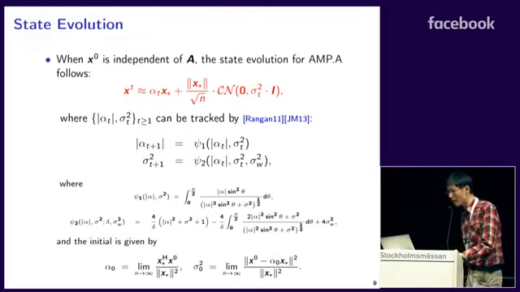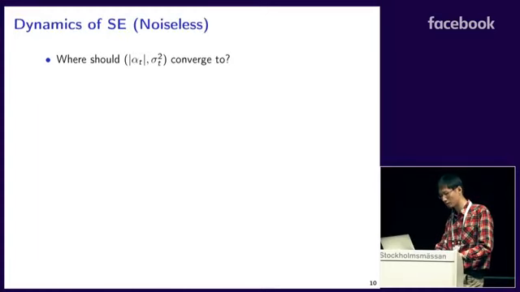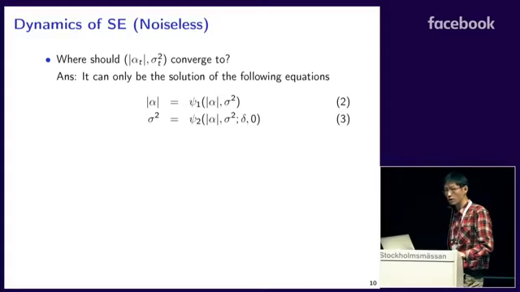That is, if the initial x0 is independent of A, then at iteration t, the estimate x_t is approximately a scaling times the true signal x star plus complex Gaussian independent random noise. Here, the scaling alpha_t and sigma_t squared can be tracked by the following deterministic update rules, which are also referred to as the state evolution. So the convergence of x_t can be converted to analyzing the convergence of alpha_t and sigma_t squared. Now the question is, where do they converge to? The answer is that it can only be a solution of the following two equations, which are also known as the fixed points of these equations.